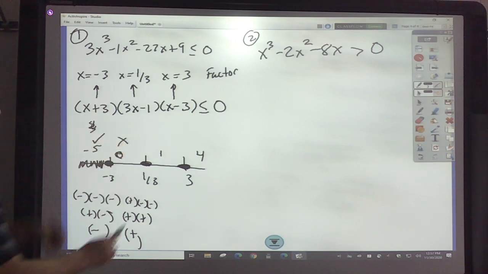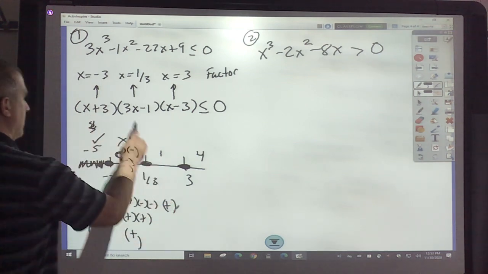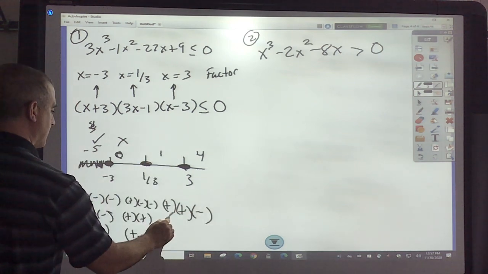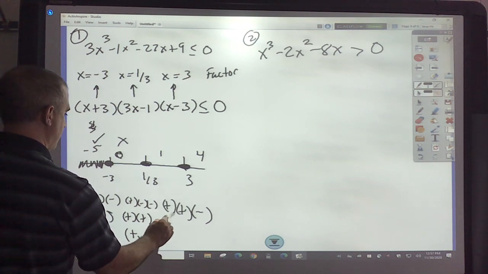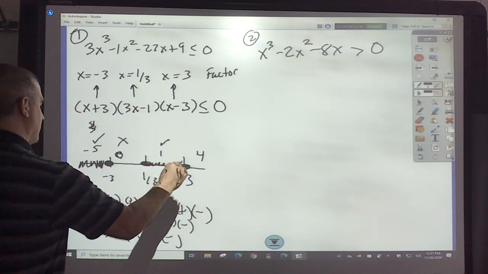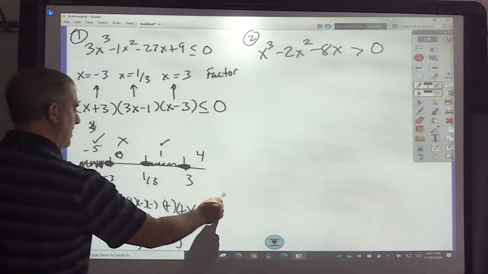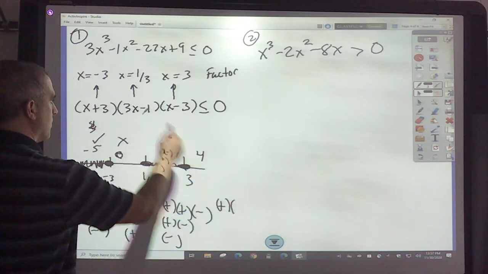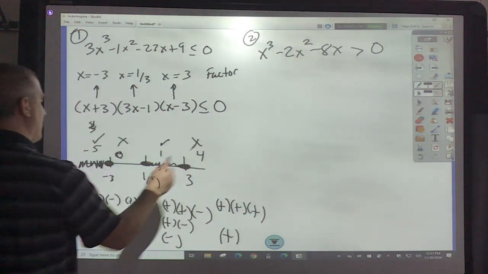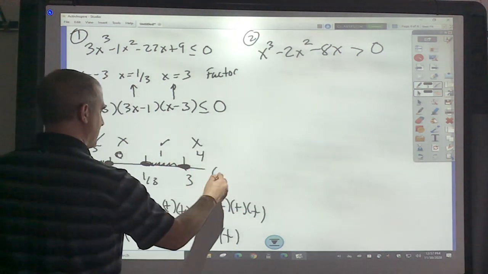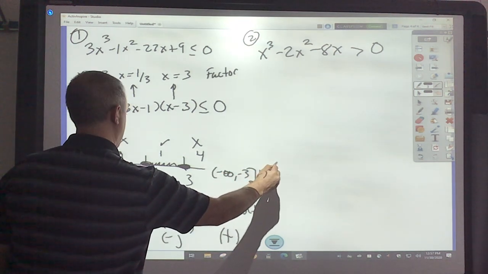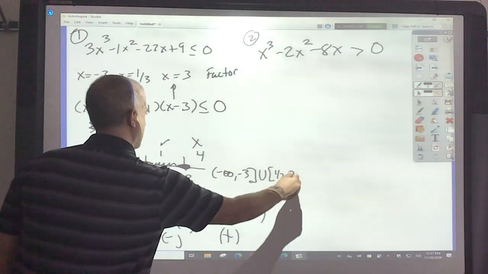All right, let's test 1. I put that in there, that's positive. Put 1 in there, that's positive. Put 1 in there, that's negative. That's going to be positive and a positive. That'll be a negative, so that is what I want as well. Okay, if I put 4 in there, that'd be positive. I put 4 in there, that'd be positive. Positive, I'm going to get a positive result, which is not what I want, okay? So what's my answer out of this? Negative infinity to -3, union, 1/3, 3.